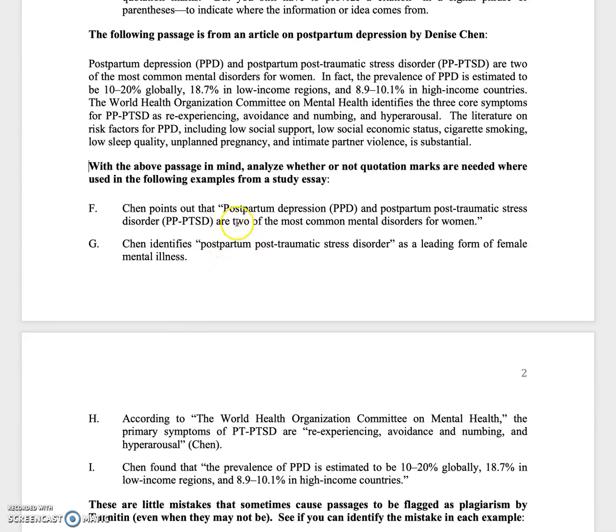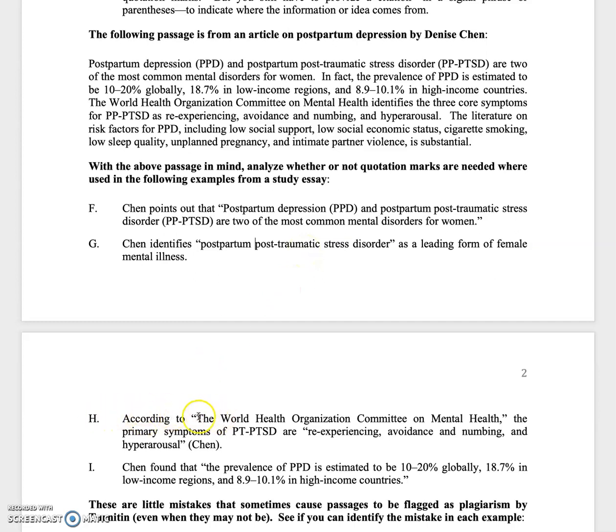All right, coming back, the quotations in F are needed because that's the exact wording, right? It's a fact, but they've used the exact same wording as the source, so they need to have that in quotation marks. G, they didn't need the quotation marks, because even though this is what, 1, 2, 3, 4 words long, it's the title of a disorder. So because it's a title, it didn't need to be in quotation marks, even though it's more than 3 words.